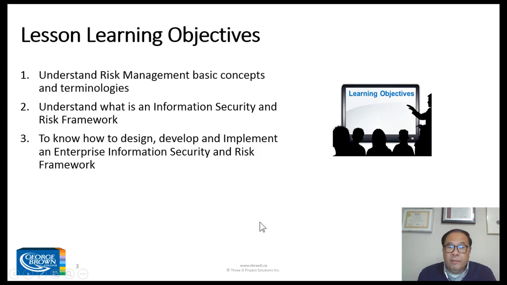So the objective: we're going to talk about risk management concepts, and we're going to talk about something called an information security and risk framework, which is what the assignment is about. I'm going to talk about what that is and some of the background information, and also how you can develop and implement an information security and risk framework, or ISRF, in a real company.